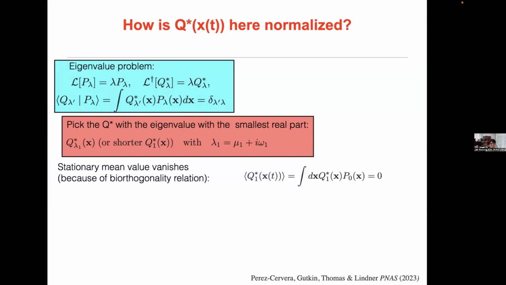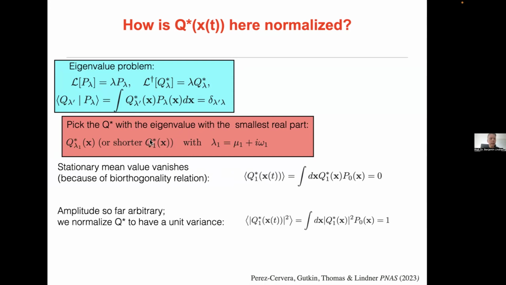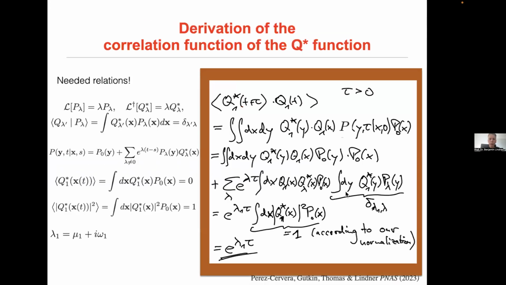Right. So one question is still, how is this q lambda function normalized? You find very quickly that the stationary mean value should vanish. This is a consequence of this bi-orthogonality relation here. And the variance can be normalized to 1. That is what we pick here. And then there's still a phase offset, but that's not a problem for the power spectrum.